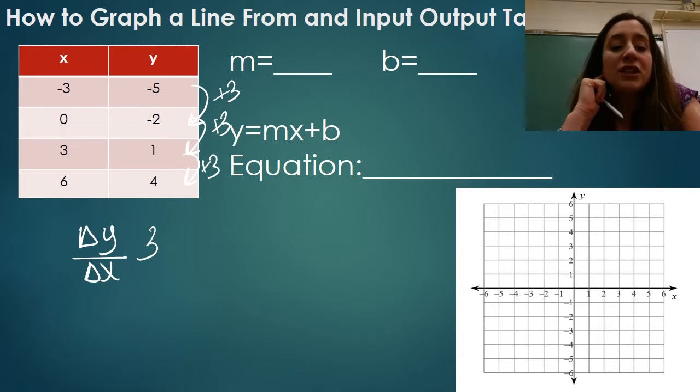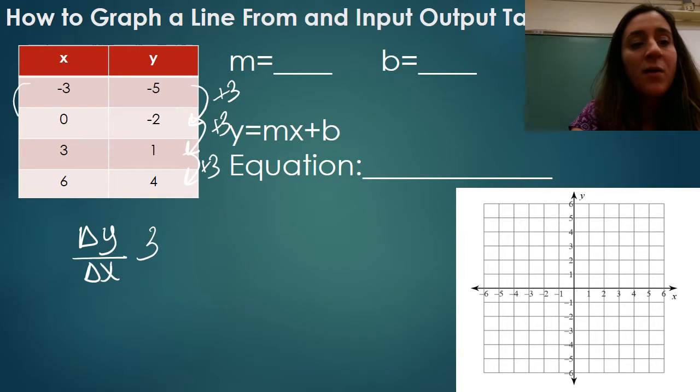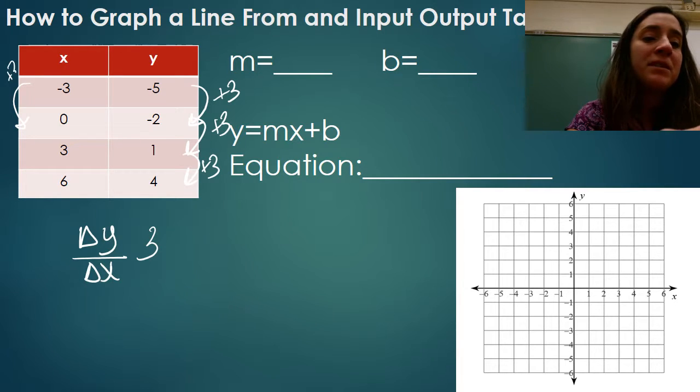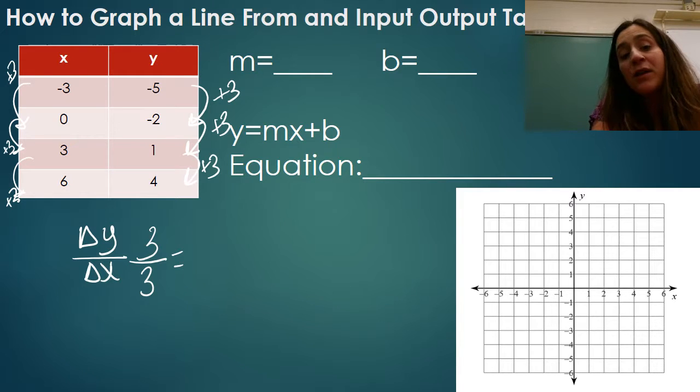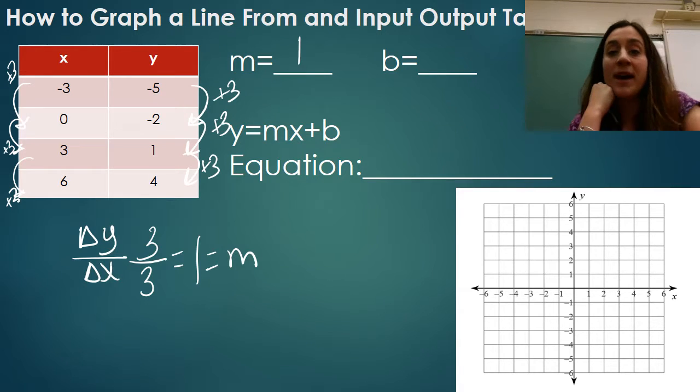Now, if I want to look for the change in my x values, I'm going to see how I get from -3 to 0. It happens to be that I add 3 again. From 0 to 3, I add 3, and from 3 to 6, I add 3. So my change in my x values is 3. 3 divided by 3 is 1, and this is my slope. So I can put a 1 here in my m.